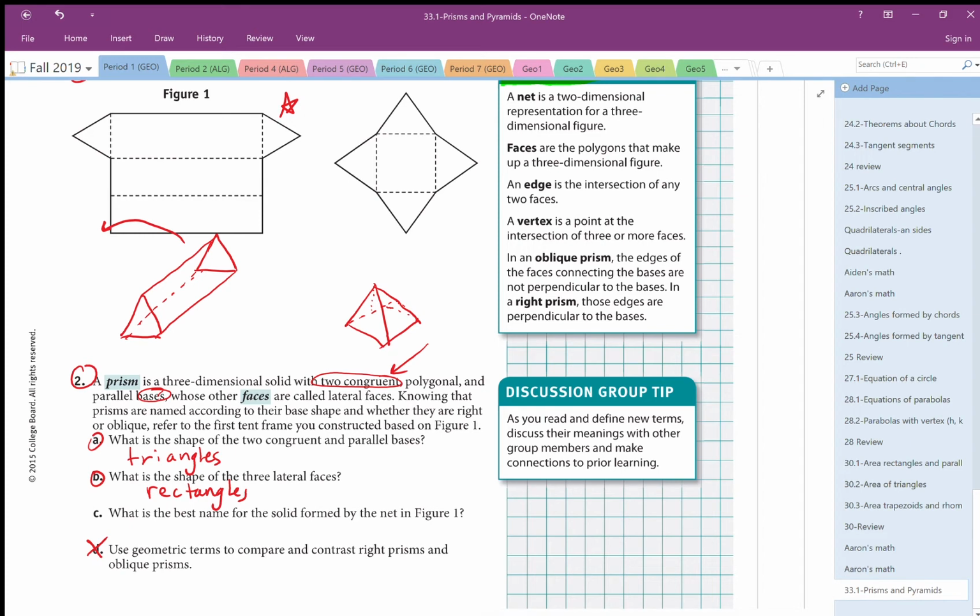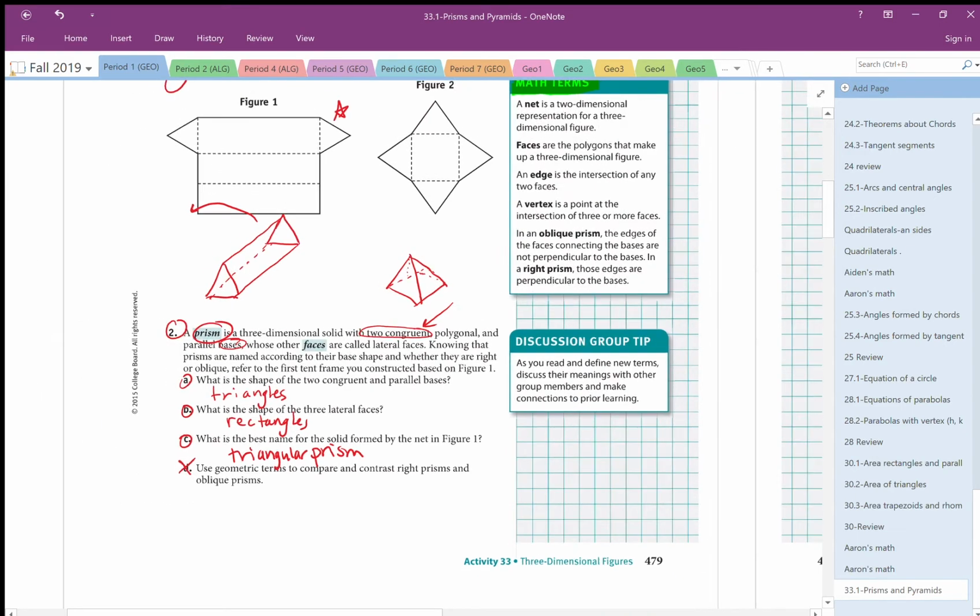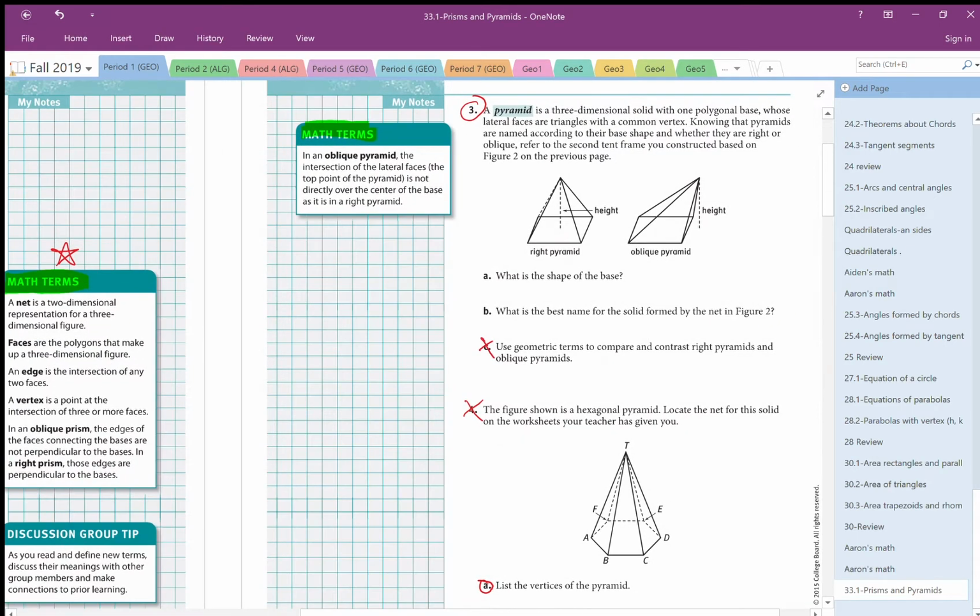Letter C, what is the best name for the solid formed by the net in figure 1? I kind of already told that to you. It is a prism. It's defined up here. It's got those 2 bases. But specifically, because the bases are triangles, we call it a triangular prism. All right, moving on to the next page.